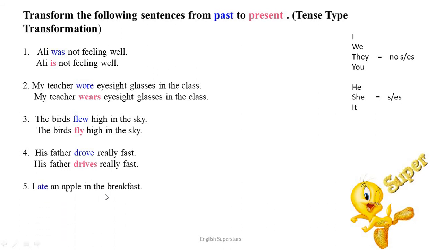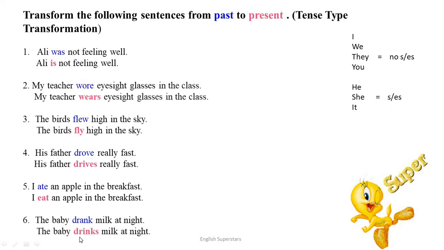I ate an apple in the breakfast. Now, ate is the past form. What is the present? Eat. But I am going to put eats or just eat. What do you think? Of course, eat. Because with I, no S or ES. Next, the baby drank milk at night. Again, baby is only one. Means he or maybe she, right? So, you are going to put S with it. The baby drinks milk at night. Again, we are not putting ES. Why? Because that's the rule.